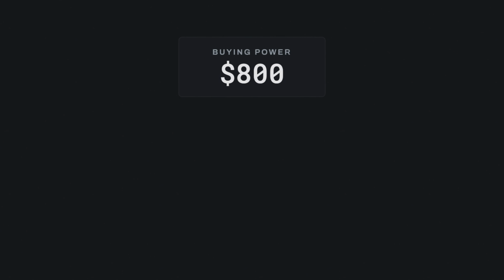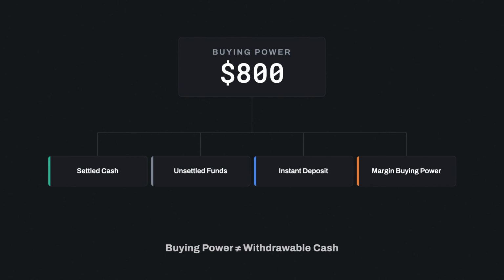Buying power is what the app says you're allowed to use for trades. But buying power isn't always settled cash, and it's not always cash you can withdraw. If the app shows $800 of buying power, that doesn't automatically mean you have $800 of settled cash sitting there. That number could include settled cash, unsettled sale proceeds, instant deposit access, or margin buying power.